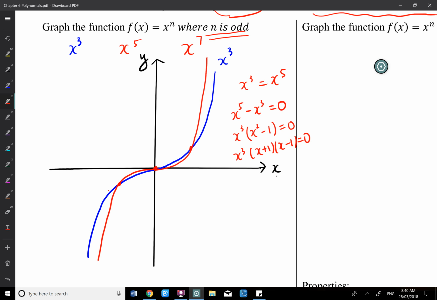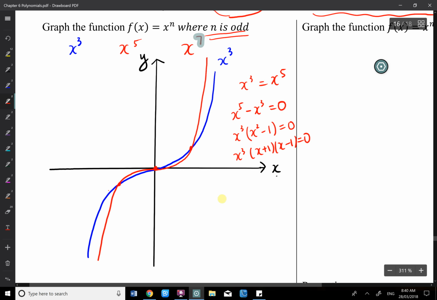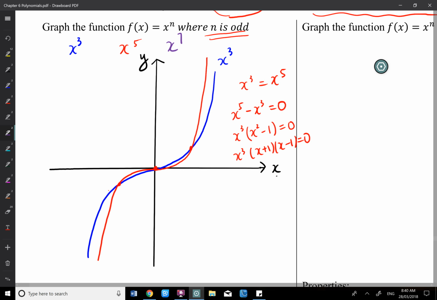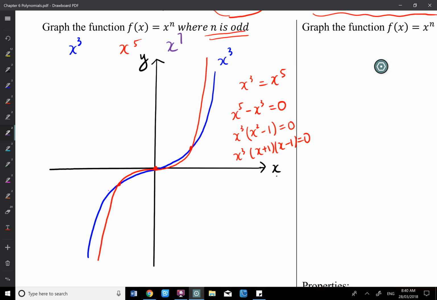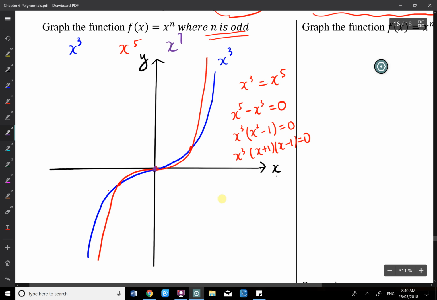And then let's think about x to the, well, I'll use another color. Let's use a purple color. X to the power of 7 and x to the power of 5 and x to the power of 3. Is there any intersections? Where's the intersection? 0, 0, 1, 1, negative 1, negative 1. So they still intersect at those 3 points.